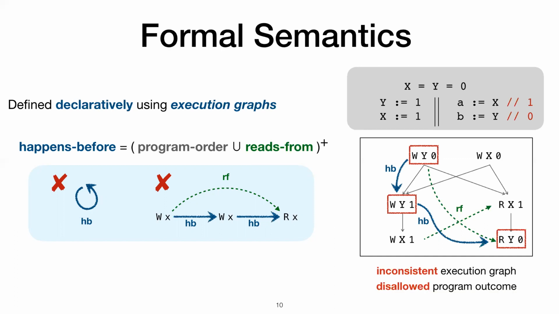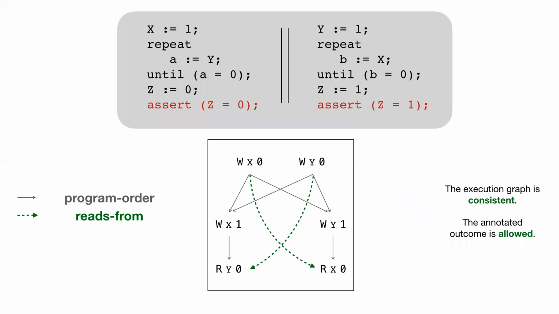And this graph will be inconsistent. We'll say that the program outcome is disallowed after we've done this analysis. If we look back on the original program, I'll do it quickly, then we see that nothing forbids the behavior that reads 0 and 0, that leads us to the assertion violation, simply because when I'm reading, for example, 0 here, I don't know anything about this write.